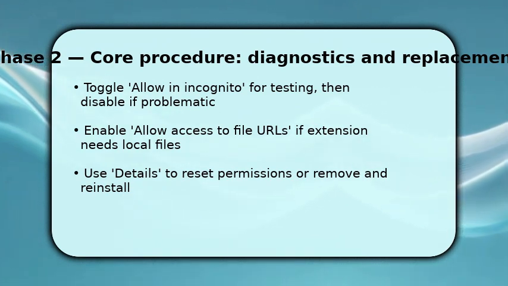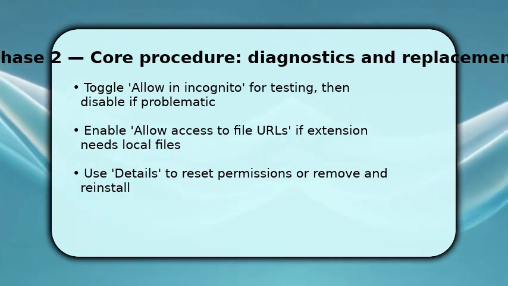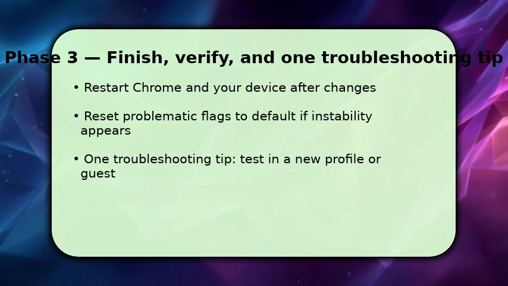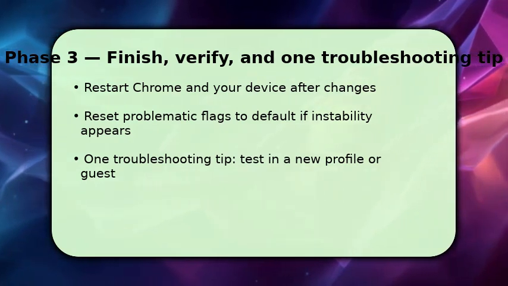If permissions look correct, but it's still blocked, remove and reinstall the extension. This clears corrupted data and often restores normal operation. Finally, restart Chrome and if needed, reboot your machine to apply permission changes and clear cache artifacts.